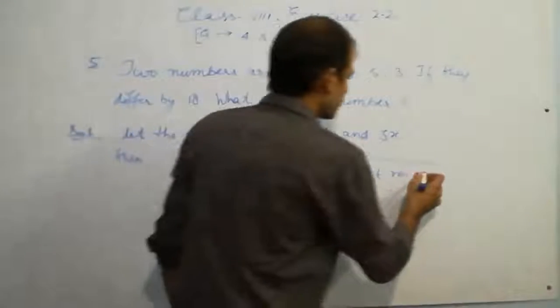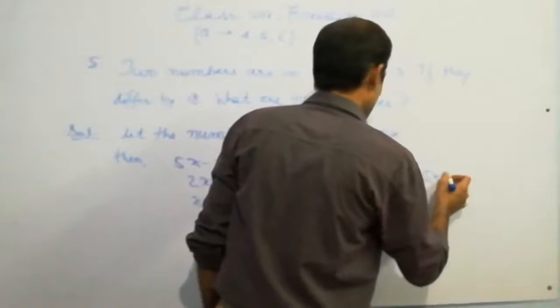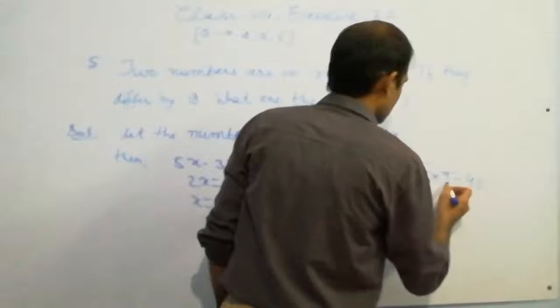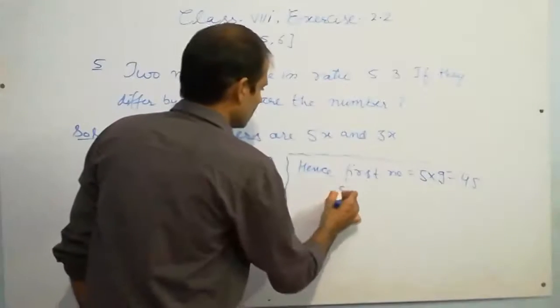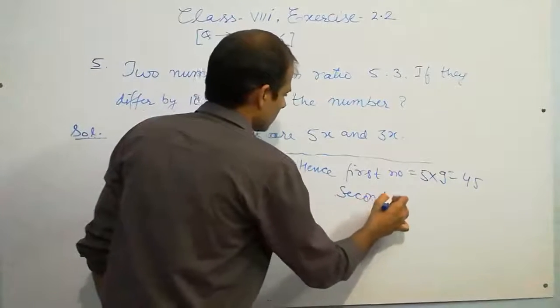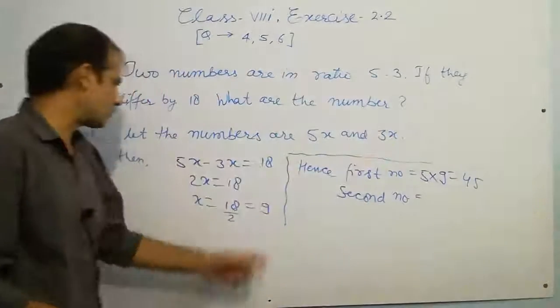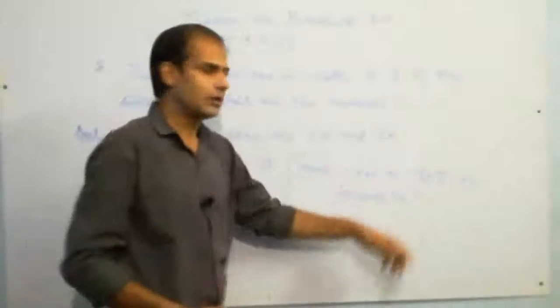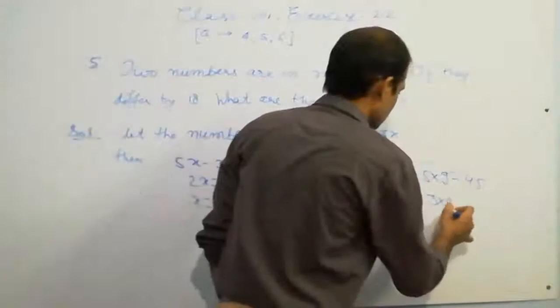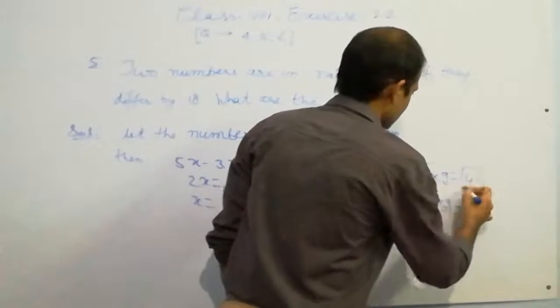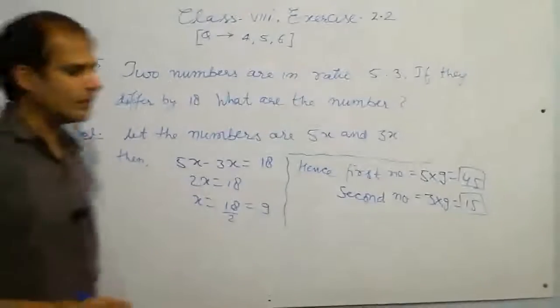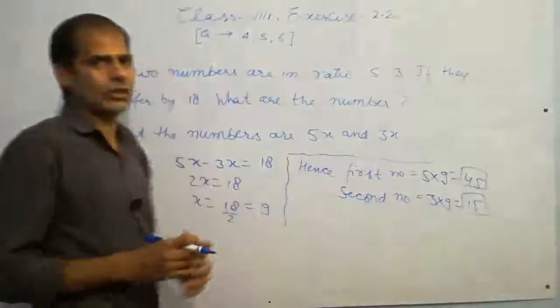Now first number is 5 into 9, that is 45, and second number is 3x, so x will be 9, it is 3 into 9. So these are the answers. So numbers are 45 and 15. Again you can cross check your answer.